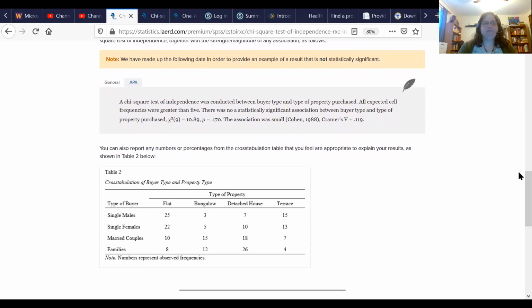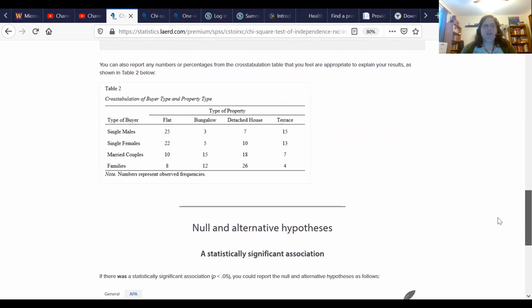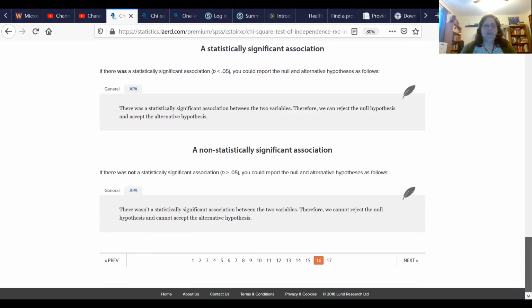Non-significant. A chi-square test of independence was conducted between buyer type and type of property purchased. All expected cell frequencies were greater than 5. There was no statistically significant association between buyer type and type of property purchased with the chi-square. The association was small. There you go. They give the cross tabulation again, although they only give expected this time.